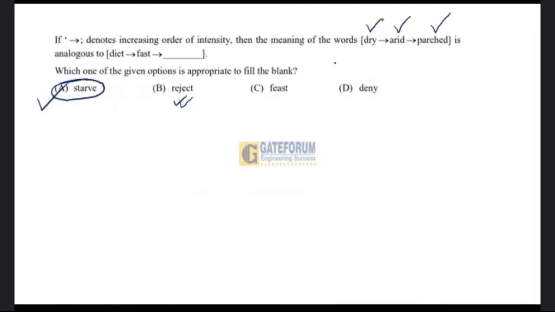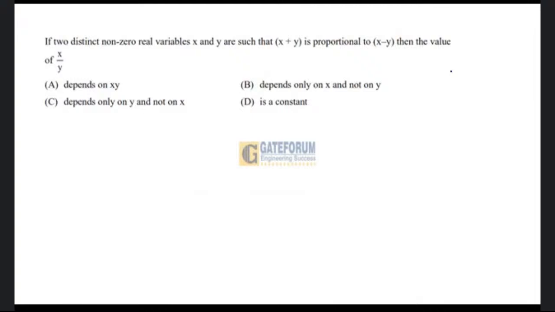Okay. This particular question has 1 mark. Just 1 mark. If two distinct non-zero real variables, x and y, are such that x plus y is proportional to x minus y, then the value of x by y will be what?